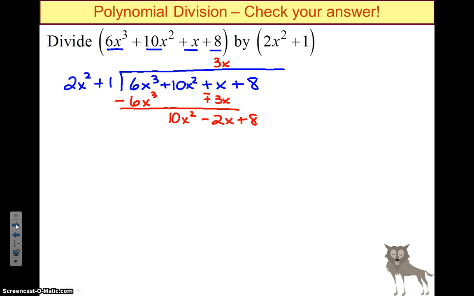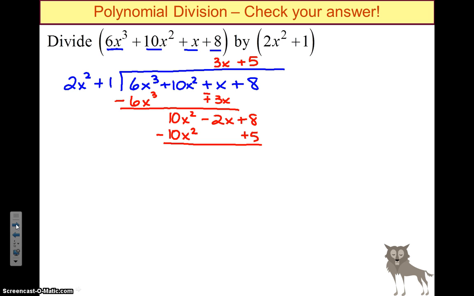From here, we're going to repeat this process. We're going to ask ourselves, what's 10x squared divided by 2x squared? And that would give me a 5. And so if I take 5 times 2x squared, that gives me 10x squared. And 5 times 1 gives me a positive 5. Once again, I subtract.